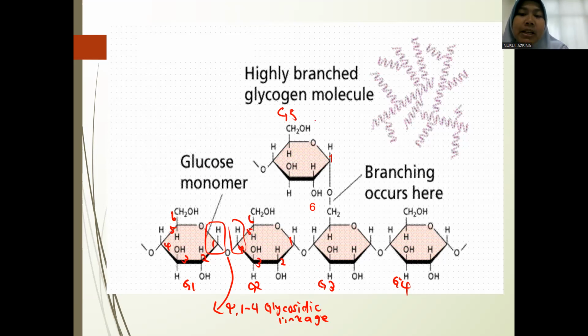Glucose number 3 and glucose number 5. How are they joined together? You can see glucose number 5 at the top, and this is carbon number 1. And glucose number 3, you can see this is carbon 1, 2, 3, 4, 5, 6. Do you see this is carbon number 6? So the glycosidic bond is formed between carbon number 1 and carbon number 6.